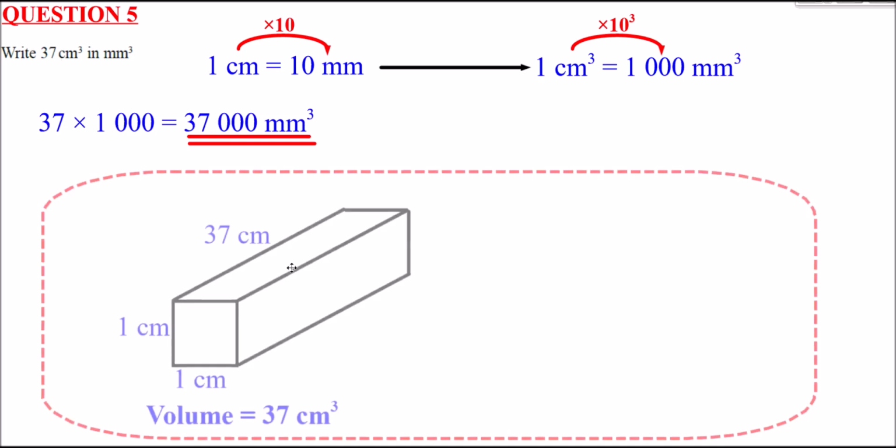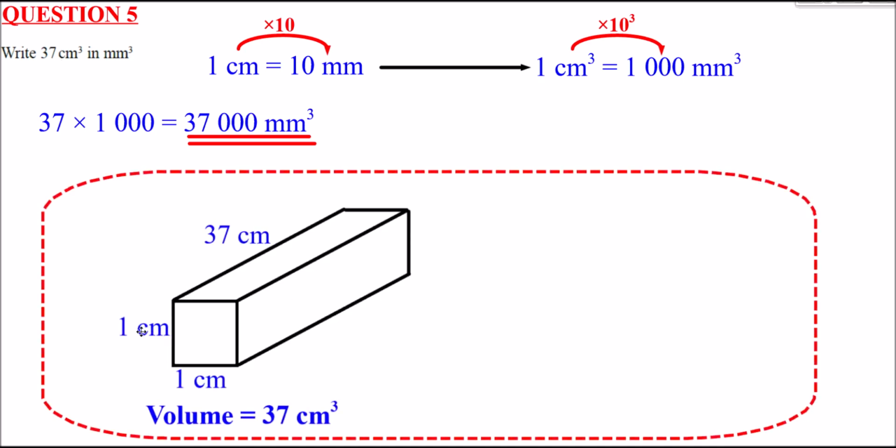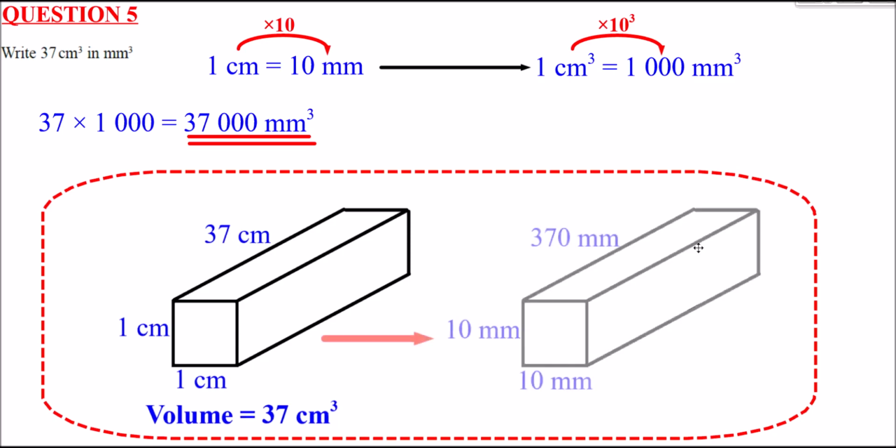So here's the simplest one I could think of. So 1 by 1 by 37. This imaginary cuboid has a volume of 37 cubic centimetres. What you can imagine now is changing each dimension step by step into millimetres. So 1 centimetre becomes 10 millimetres, that becomes 10 millimetres, and 37 times 10 becomes 370 millimetres.